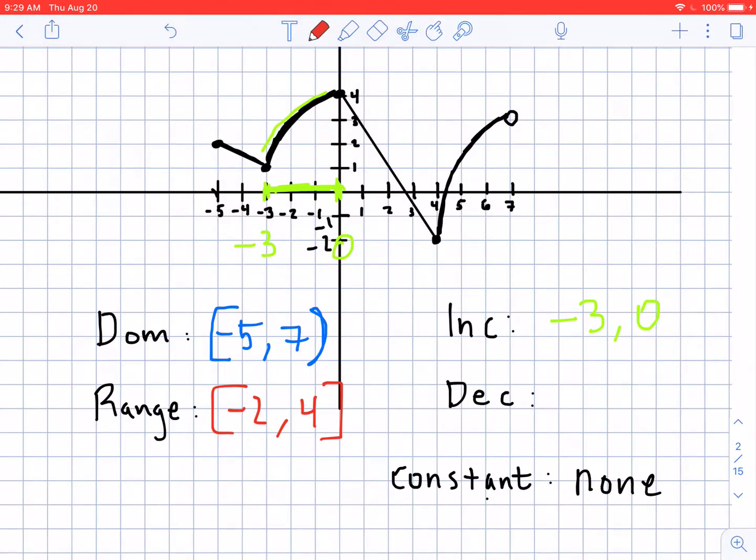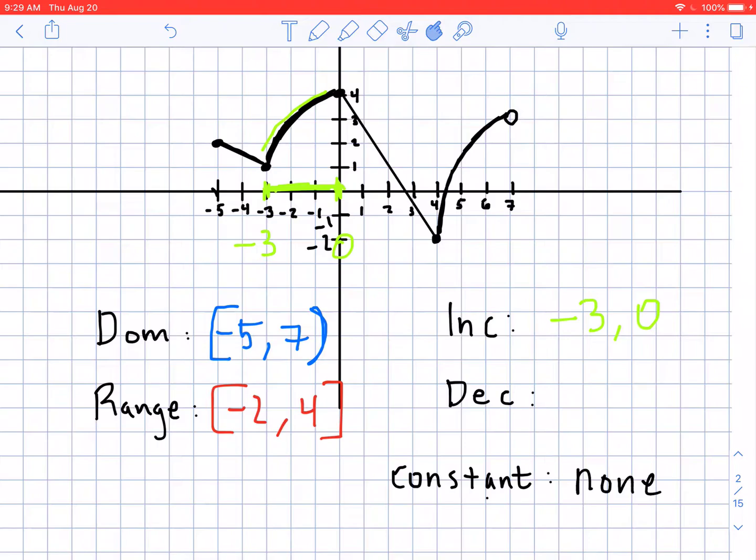The cool part about increasing intervals is, thing number one, it goes from negative 3 to 0, and there's actually another interval here. But when we're writing increasing intervals, we always get to use parentheses. We don't ever have to worry about brackets when we talk about increasing and decreasing intervals or constant intervals. Those are always parentheses every time.